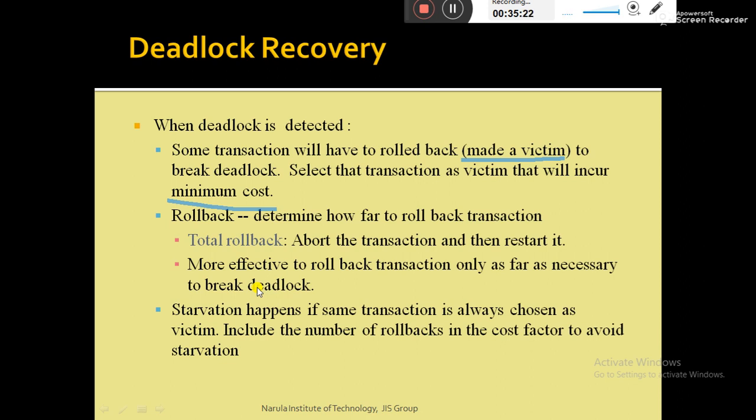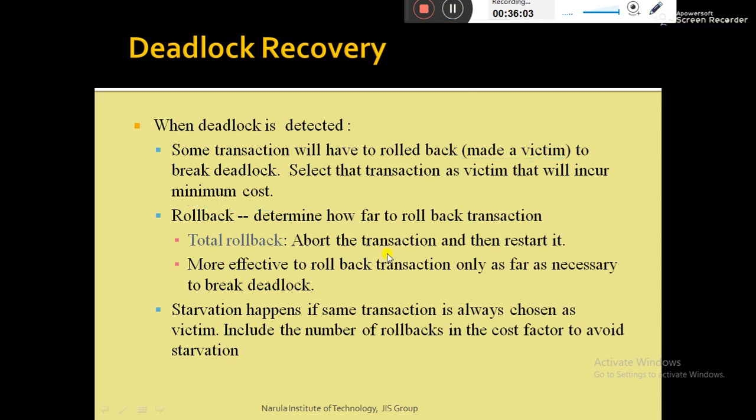Also, the third important thing which we have to remember in deadlock recovery is starvation. Starvation happens if the same transaction is always chosen as a victim. So, how to overcome that? There should be a threshold, so that a particular transaction will be selected as a victim for only a specified number of times. If that limit is already over, then we cannot select that particular transaction again. So that can be included in the criteria to select a victim.